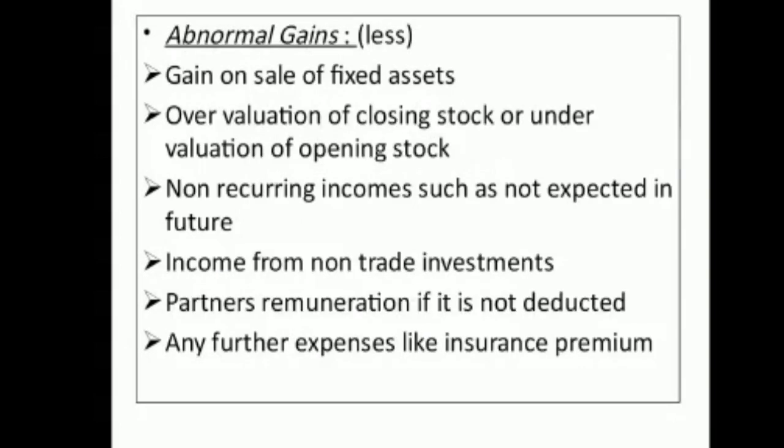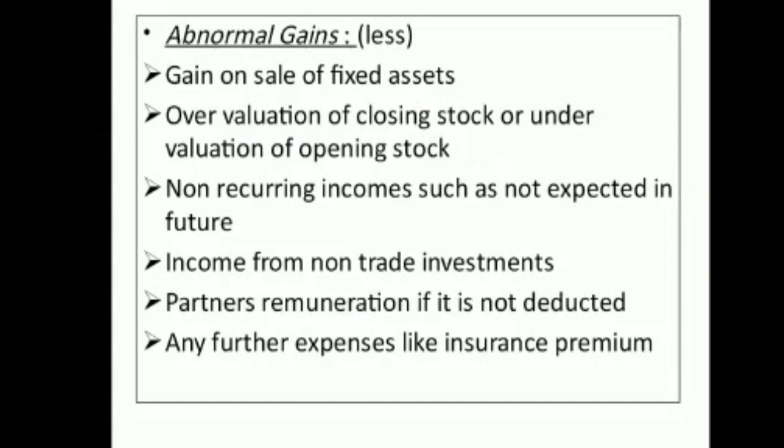Next, we are going to see the abnormal gain. These are all the things we are going to deduct when we calculate the average profit. First, we will see the gain on sale of fixed assets. Any gain you have earned by selling the fixed assets. Next, overvaluation of closing stock and undervaluation of opening stock. That will have an effect in the next financial year. So, we have to deduct it.